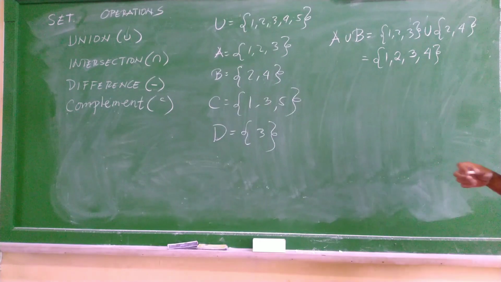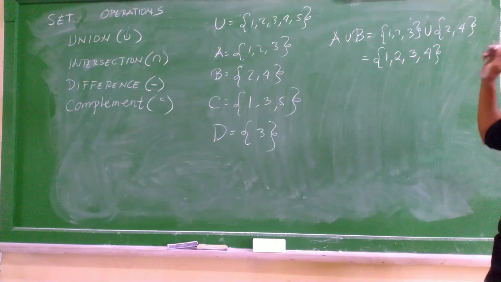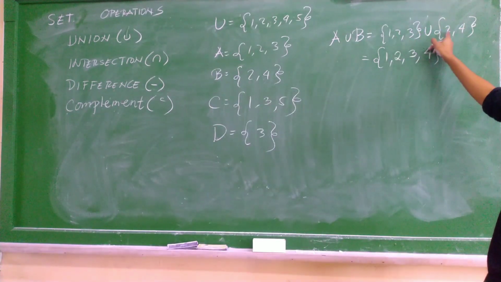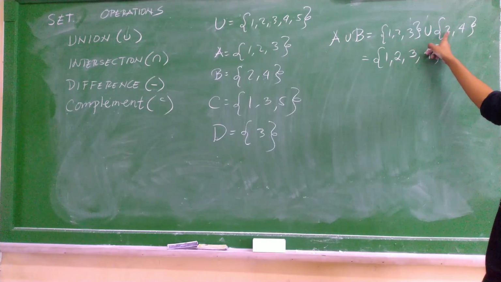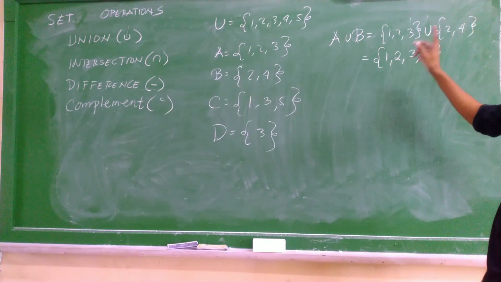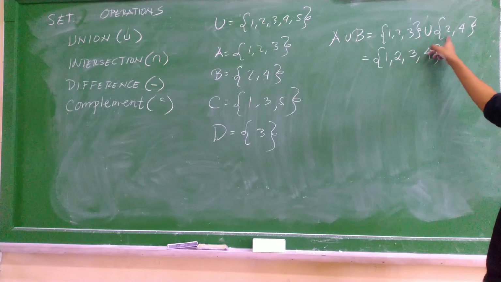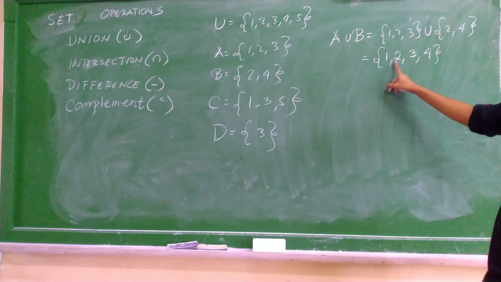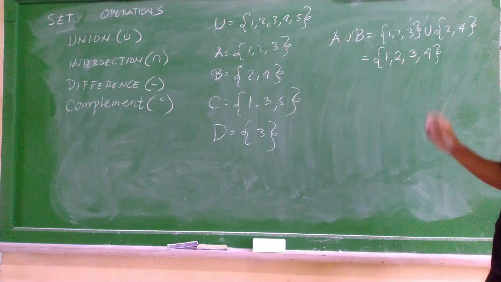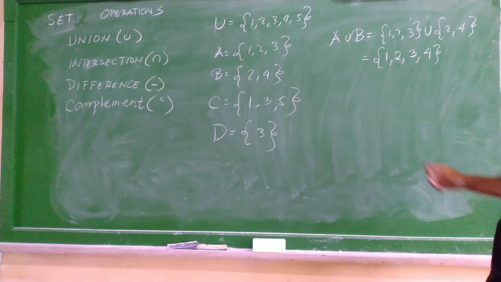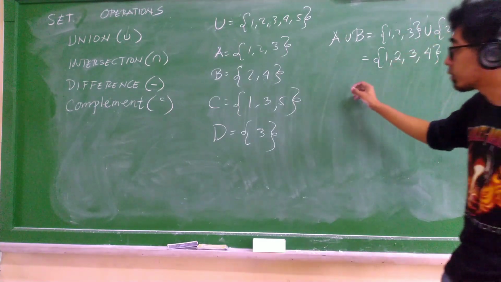Again, let me repeat from our previous video. I have said that even if the elements are listed more than once, you are going to list them only once in the final answer. So we have two 2's, but in our final answer we only write it once. Okay, so that is union. You just combine. Let's try one more.